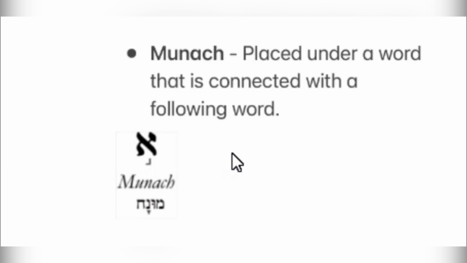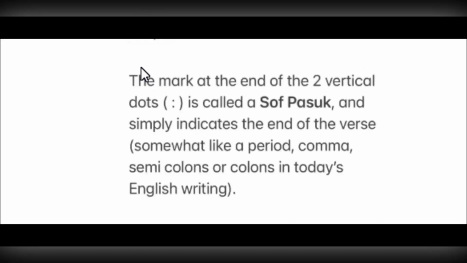That's a munuk. Now, I think, yeah, we already did this. The mark at the end, of the two vertical dots, is called the sof pasuk. Simply indicates the end of the verse. Again, it's like a period, a comma, a semicolon, or a colon in today's English writing.